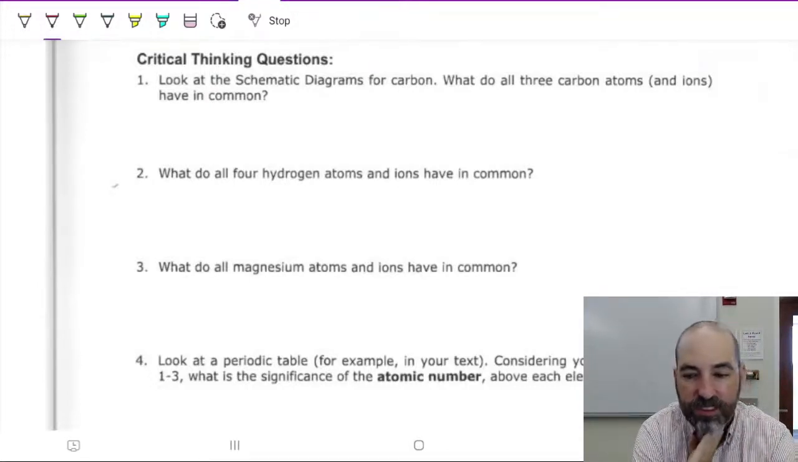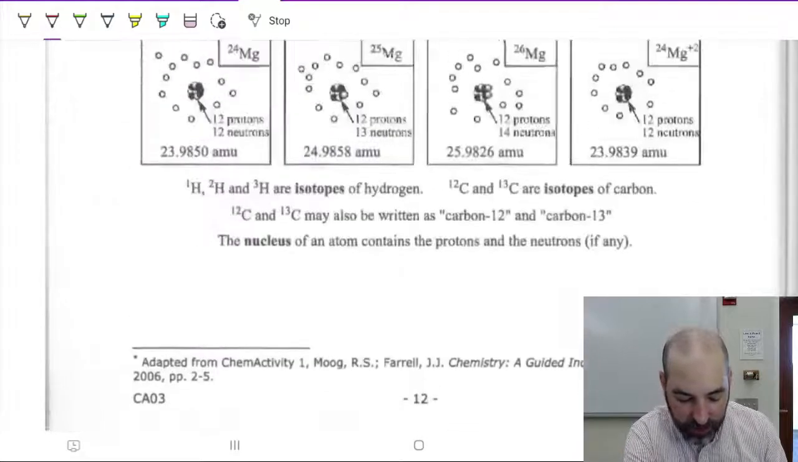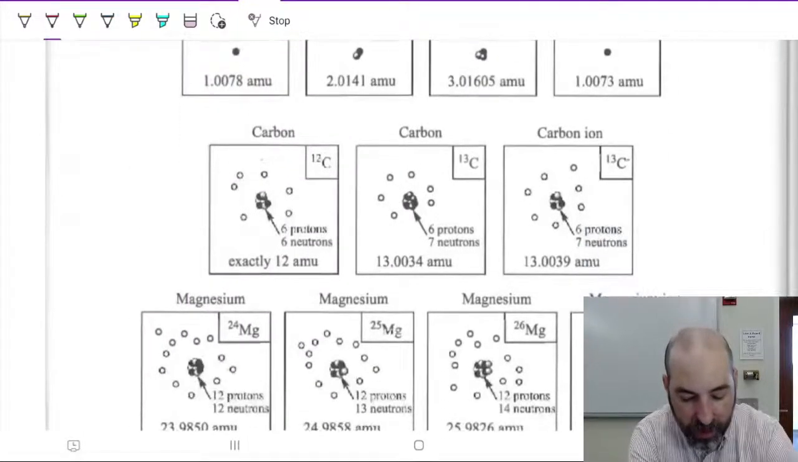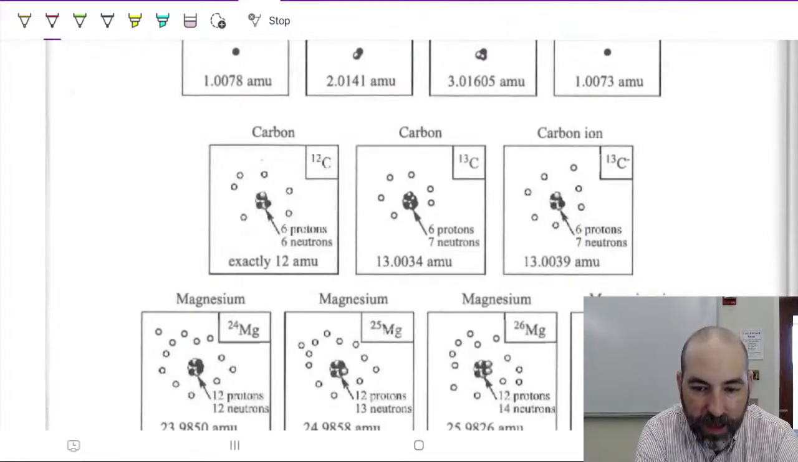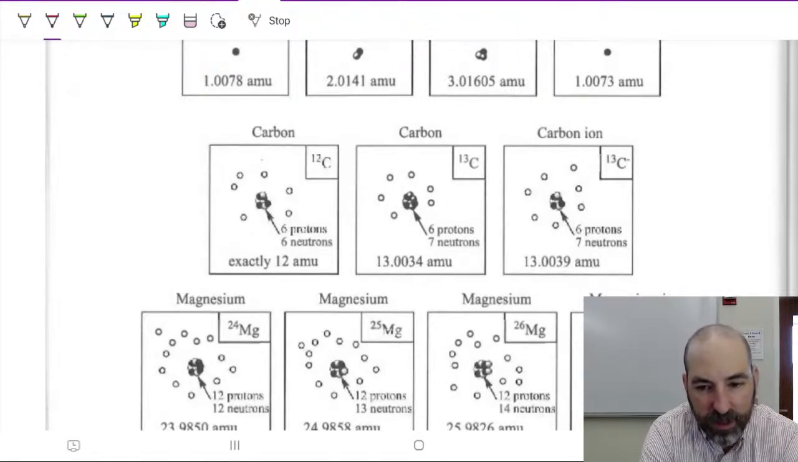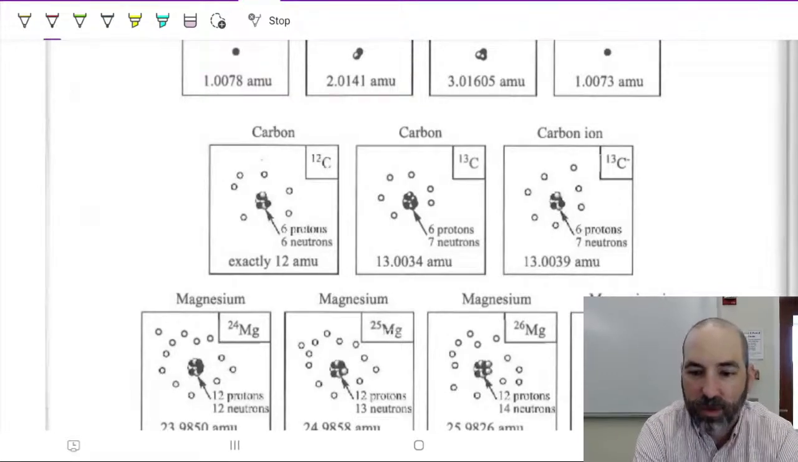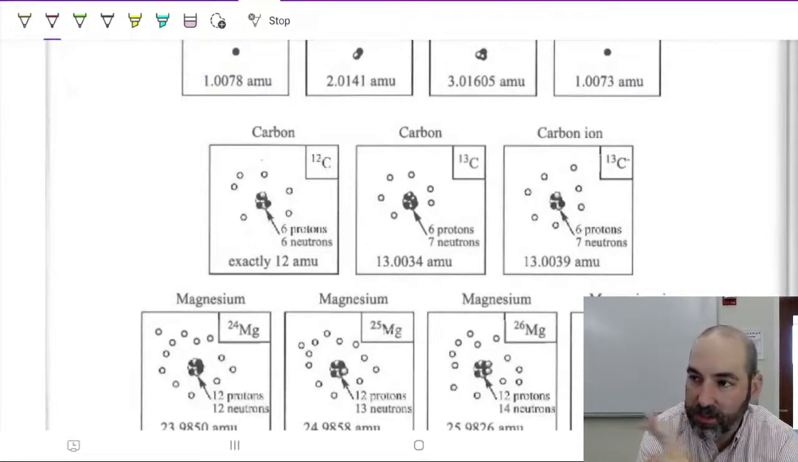But the first one just says here, look at the schematic diagram for carbon. What do all three carbon atoms and ions have in common? So it literally just wants you to go look at these boxes that are above here and say, okay, here's what I see in common about these three atoms. Do they have the same letters? Do they have the same numbers? Do they have the same numbers of things? So like, what is the same? And if you go through them, we can do this one together, you'll see that there's only really two things that are the same about these.